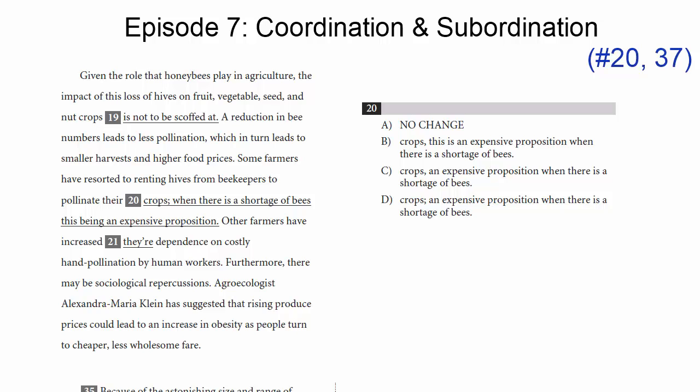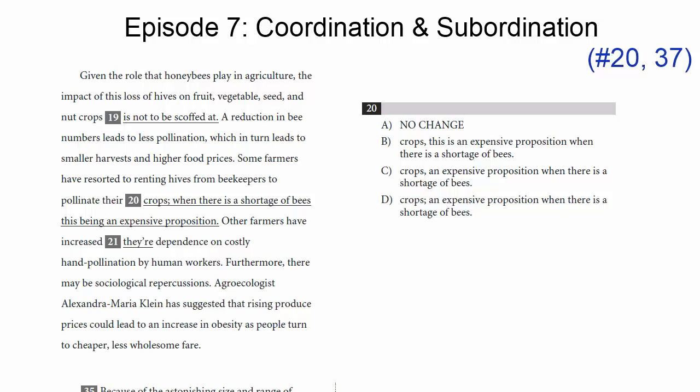Coordination and subordination are pretty complicated topics, and just like with commas, I'm not going to be able to cover all of the rules for these topics in this video. But I do want to at least touch on some basic ideas and look at a couple questions that are related to these topics.